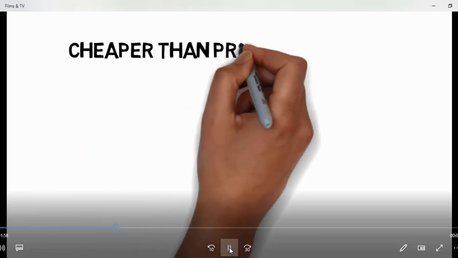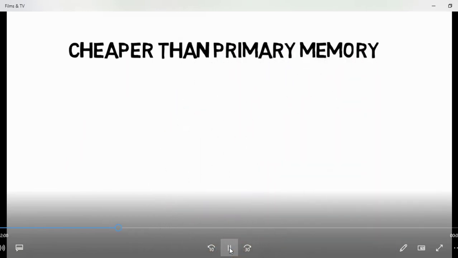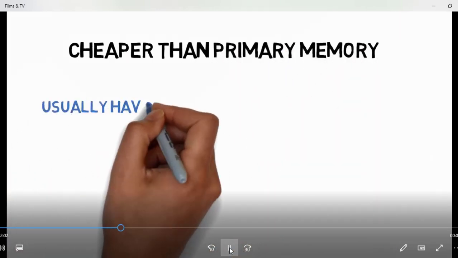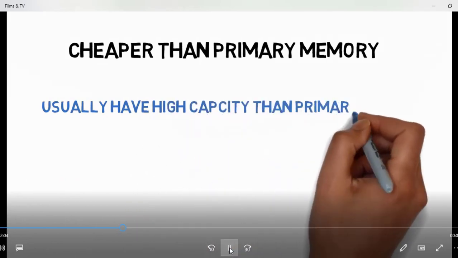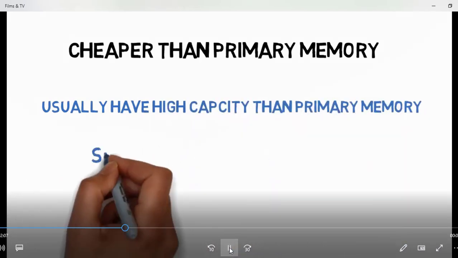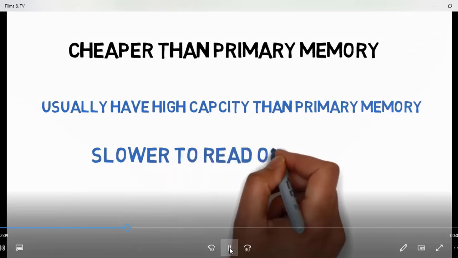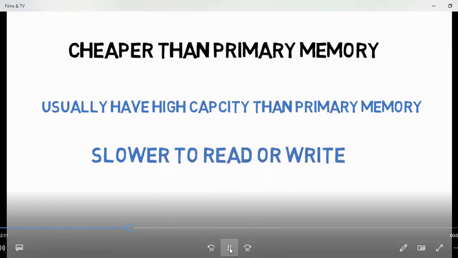It is cheaper compared to the primary memory, and usually has higher capacity than primary memory. It is slower to read or write compared to primary memory.